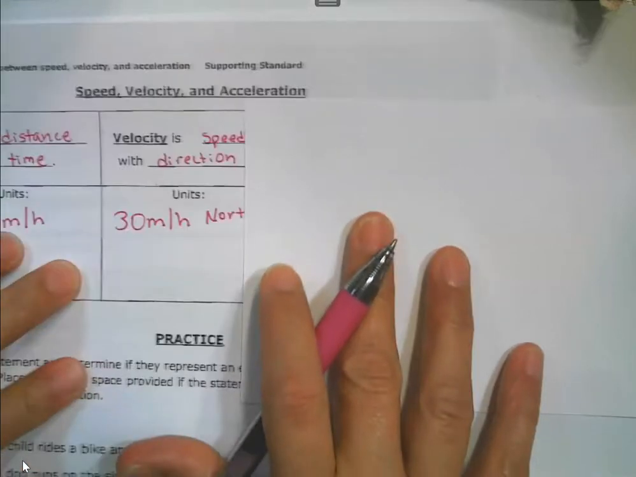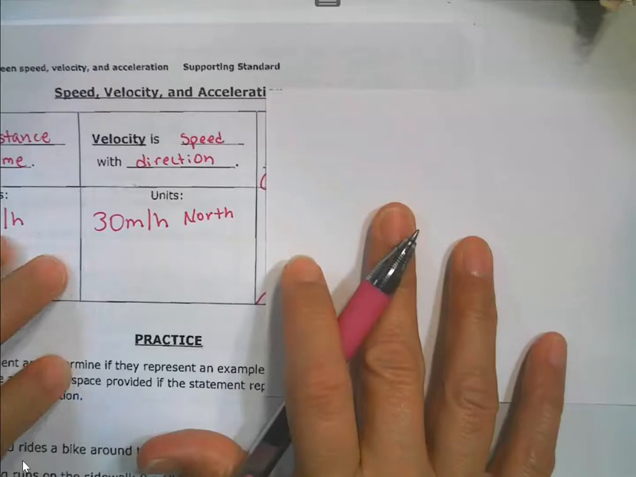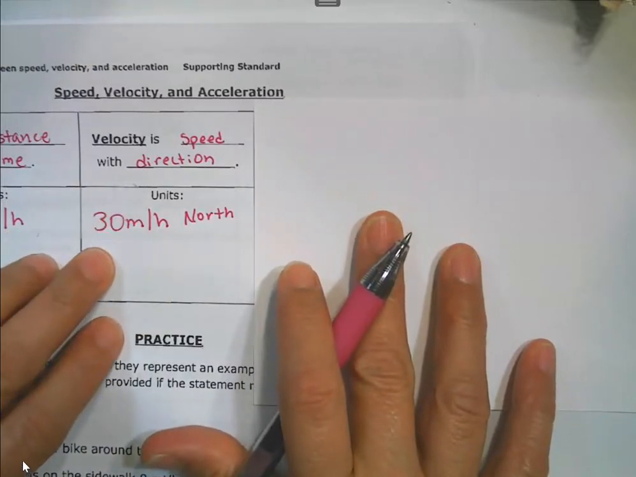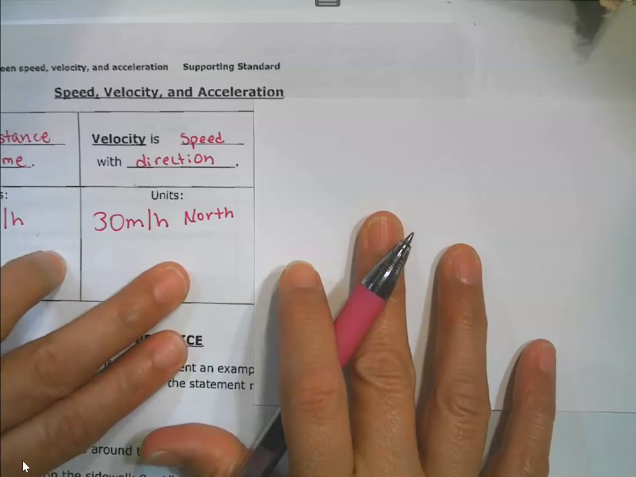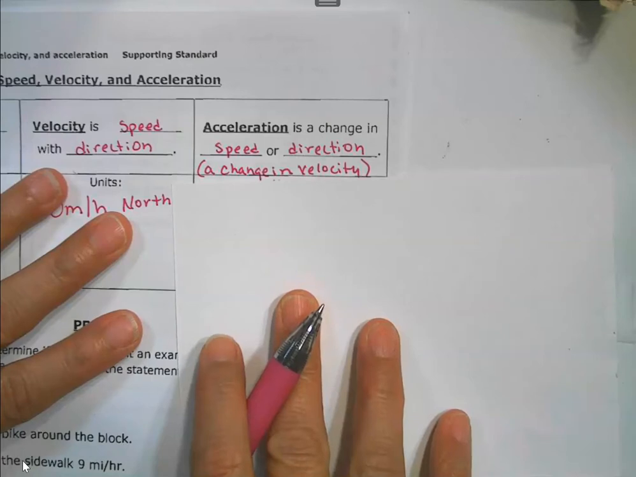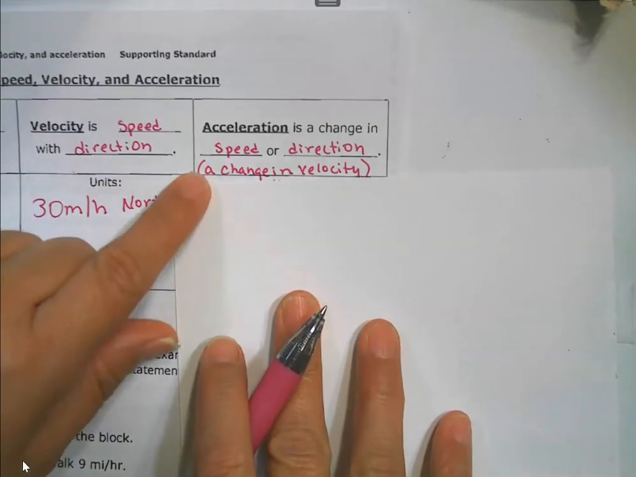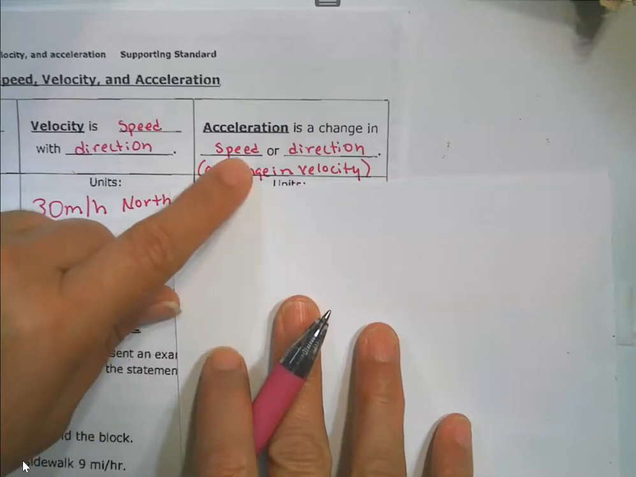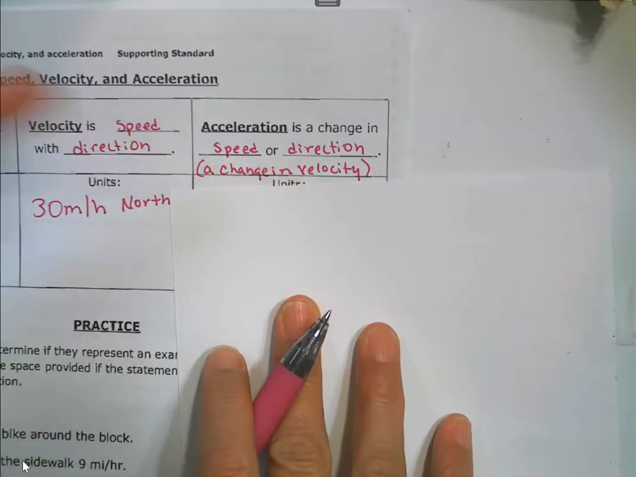Now when we look at velocity, velocity is speed with direction. So it's kind of like me saying going 30 miles per hour north. And then we have acceleration. Acceleration is a change in speed or direction, or a change in velocity, which could be one or the other, or a change in both.